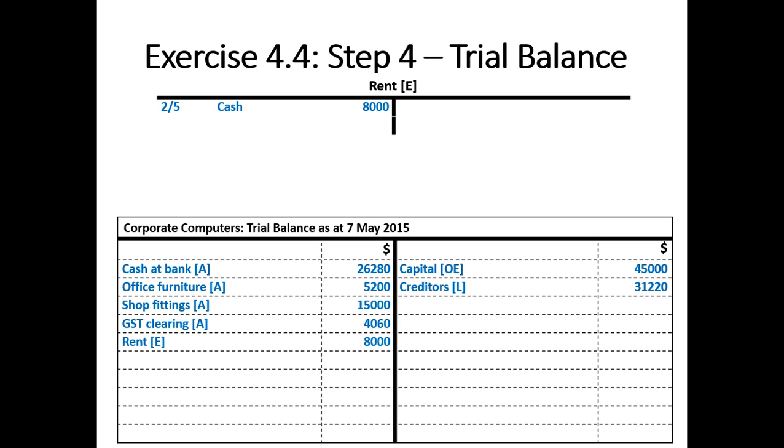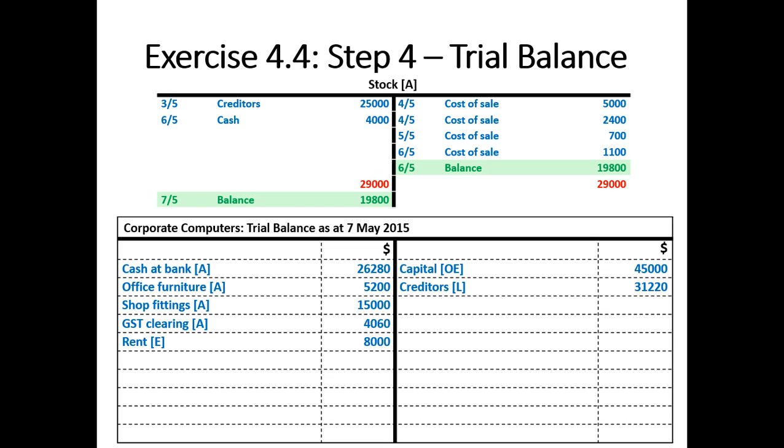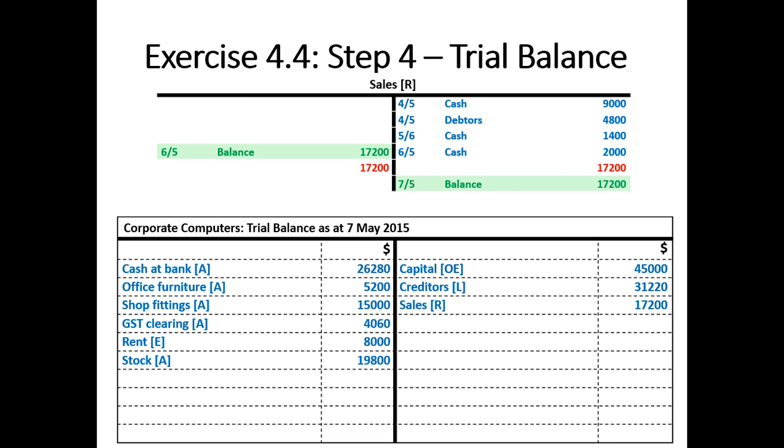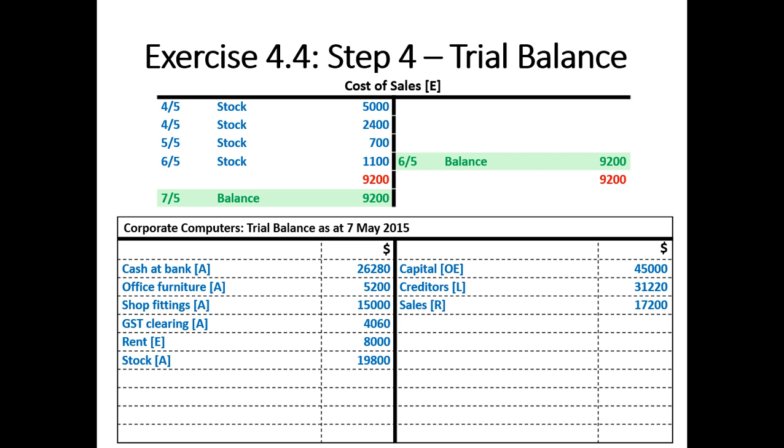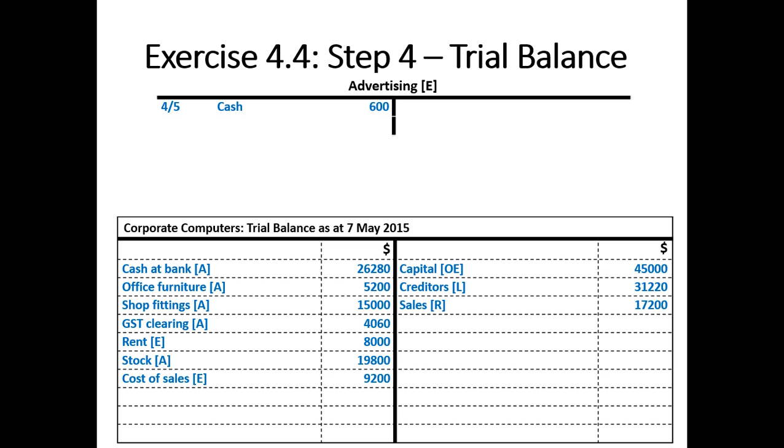Got the rent, which is an expense, which always has a debit balance. Stock, as an asset, again, always has a debit balance, so we'll put that in. Sales or revenue, so they go on the credit side. We've got cost of sales, which is an expense, and that'll be a debit. We've got the advertising, which is another expense, and we've got debtors, which are an asset. So if we've done this accurately, there's a good chance this will balance.